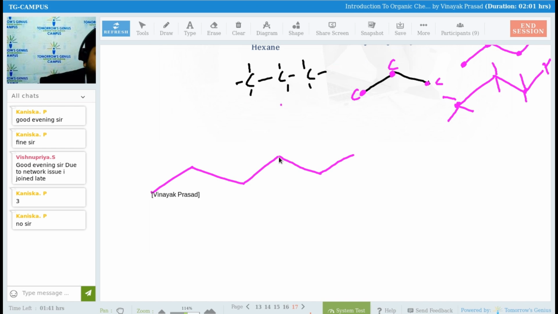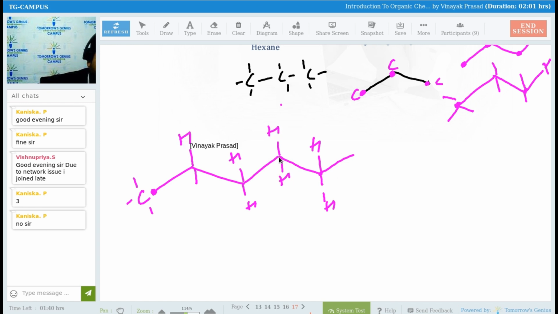See, this one is your carbon, so there are 3 hydrogen. This one is carbon, so 2 hydrogen. This one is your carbon, so 2 hydrogen. This one is your carbon, 2 hydrogen. This one is your carbon, 2 hydrogen again. These are hydrogen, hydrogen, hydrogen, hydrogen, hydrogen. Again, this is your carbon, so 3 hydrogen. Is it okay? Any doubt, anyone? No.